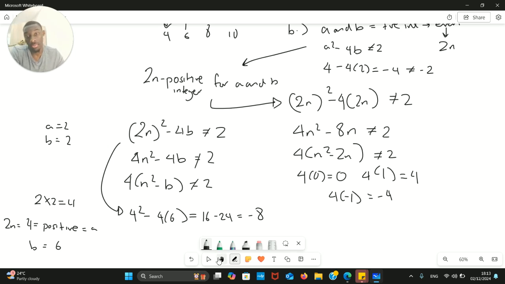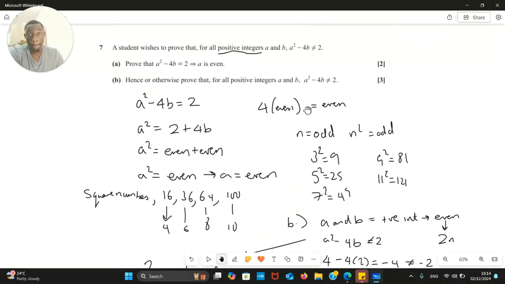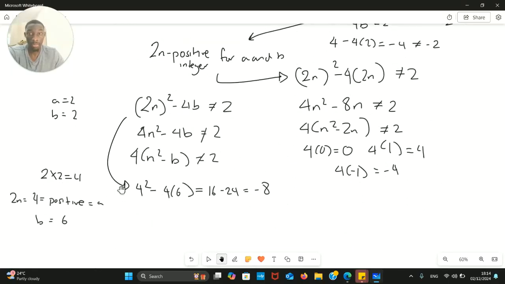So therefore, I've proven that for all positive integers a and b, a squared minus 4b is not going to equal 2. It can't, because you can see I'm going to have a multiple of 4, and in my multiples of 4, I can't have a 2. And the fact that a and b have to be integers means I will never get a 2 within my multiples of 4. If we were allowed to have fractions, then yeah, we could have 2.